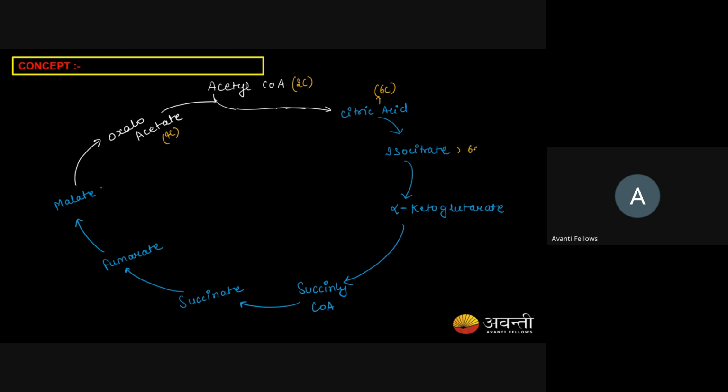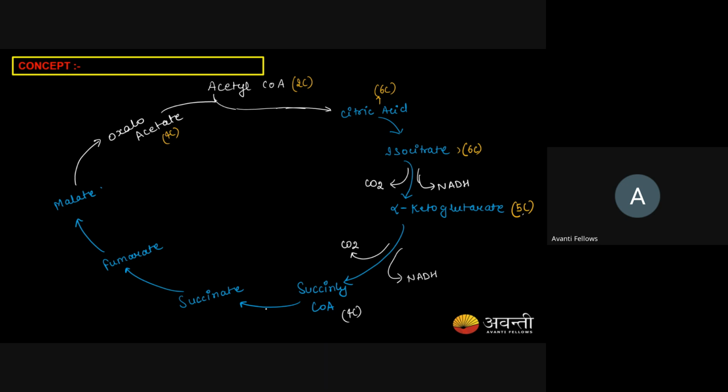Isocitrate is also 6 carbon, but alpha ketoglutarate is 5 carbon. Where does 1 carbon go? Carbon dioxide. Yes, it gets released in the form of CO2, and CO2 will not release alone. It will release 1 molecule of NADH also. Next, succinyl CoA is again 4 carbon. Where did 1 carbon go? 5 carbon to 4 carbon. Again, 1 molecule of CO2 is removed, and it will not be removed alone. It will be with NADH.